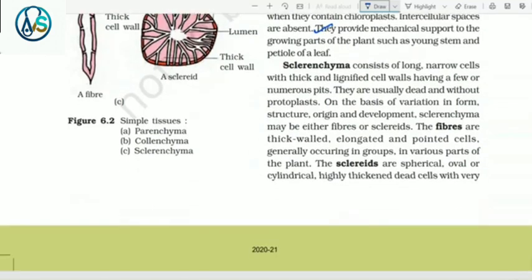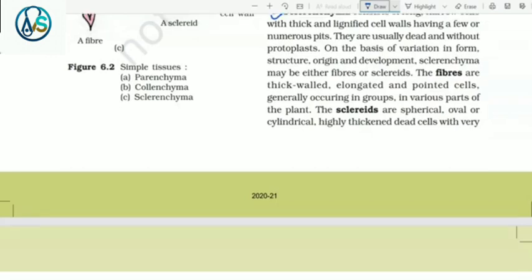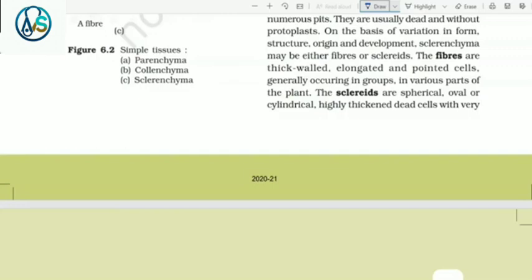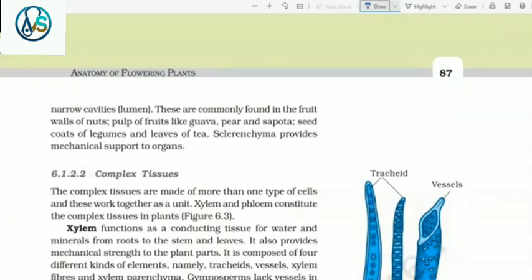petiole of leaf. Sclerenchyma consists of long, narrow cells with thick and lignified cell walls having a few or numerous pits. They are usually dead and without protoplast. On the basis of variation in form, structure, origin and development, sclerenchyma may be either fibers or sclereids. The fibers are thick-walled, elongated and pointed cells, generally occurring in groups in various parts of the plant.